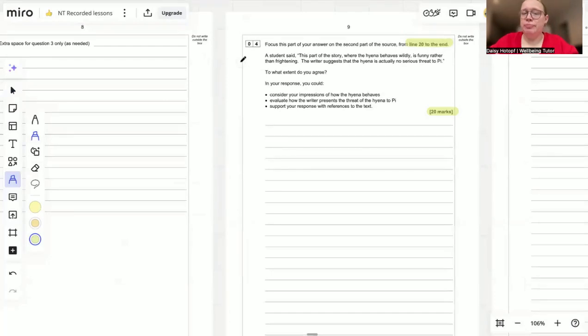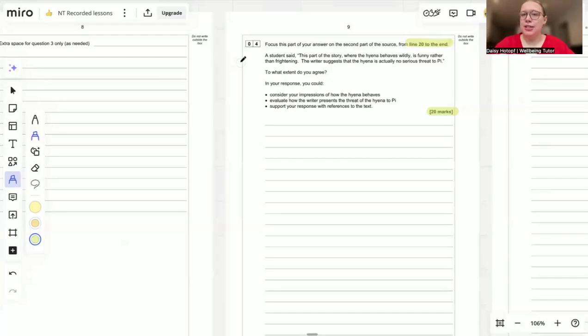So what they do with this question is they give you an opinion. This is also a question that students have difficulty on because it's a perspective, it's a point of view. So this one says the student says this part of the story where the hyena behaves wildly is funny rather than frightening. The writer suggests that the hyena is actually no serious threat to Pi. An opinion. They're usually quite strong opinions, and they're usually based around what's going on. They might say, a student said that this extract has a mysterious tone that is chilling to read.